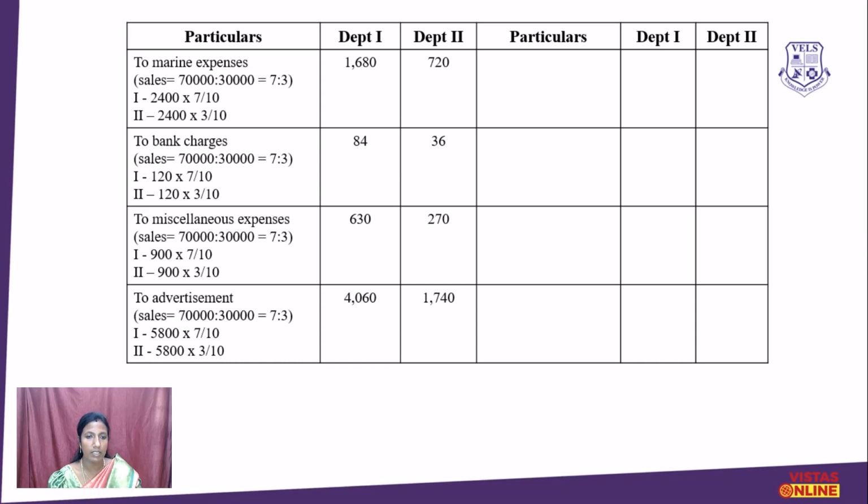So 7:3 is the common. Why? Because the sales value is 70,000 is to 30,000. So the ratio of sales is 7:3. So 7 plus 3 equal to 10. So 7 by 3, all the expenses you should calculate 7 by 10, 3 by 10.